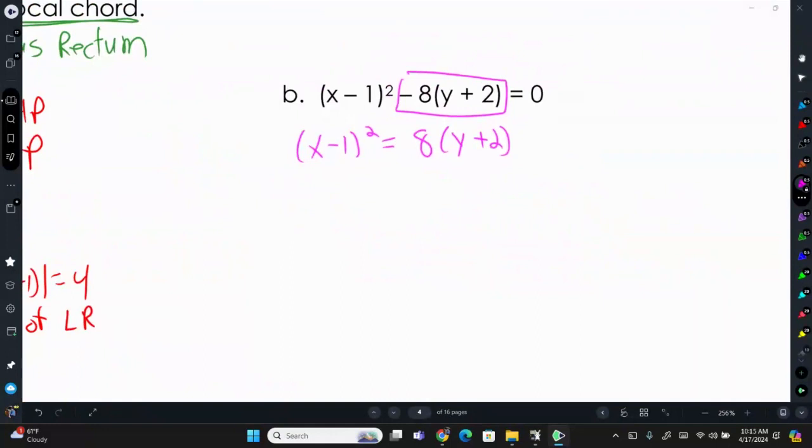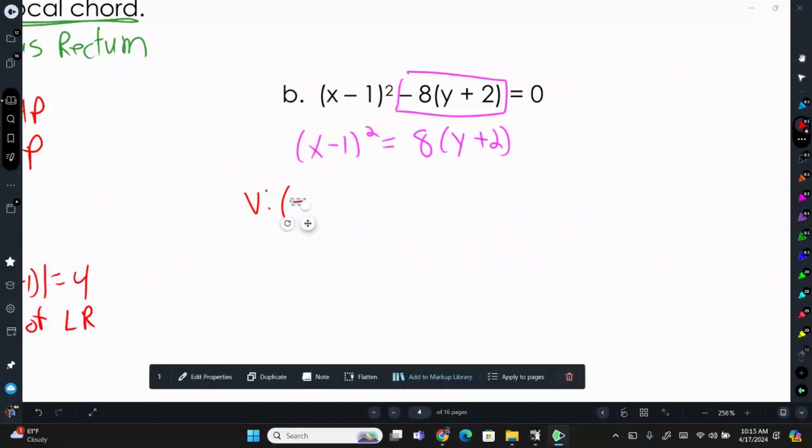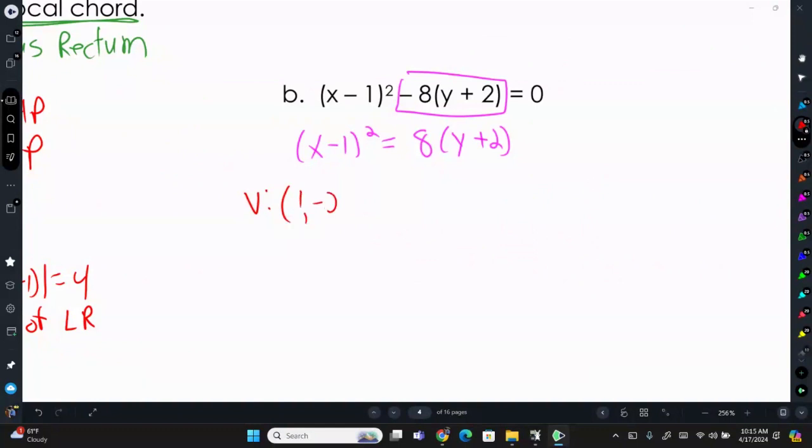Our vertex is going to be at (h, k), so positive 1, −2. This is the opposite of what we see. Then we need to work on getting our p-value. So our p-value, remember, is derived from that front term. That 8 is equal to 4p. We divide both sides by 4, p is equal to 2.